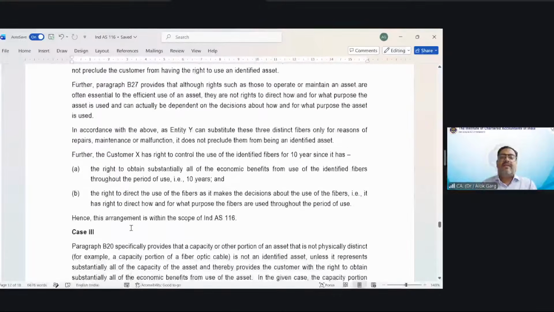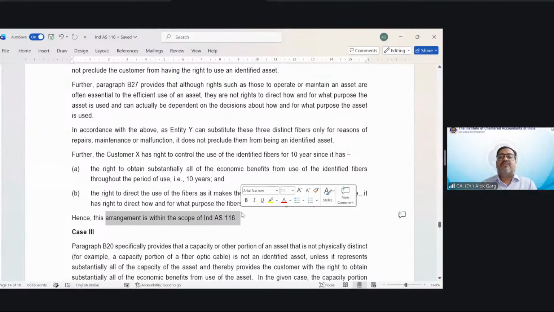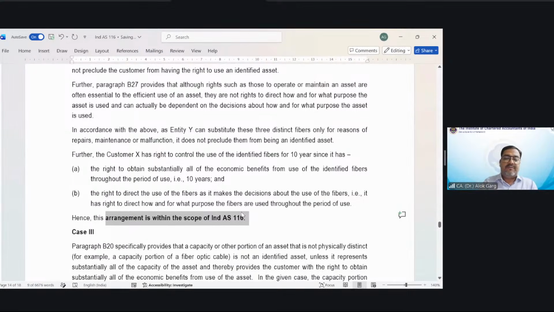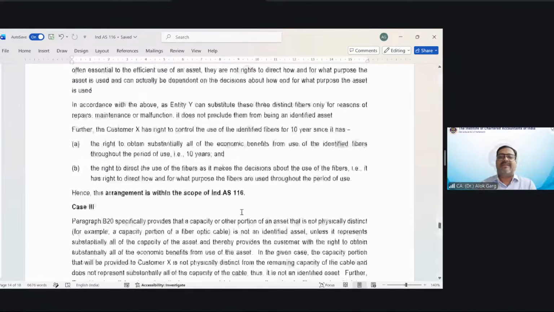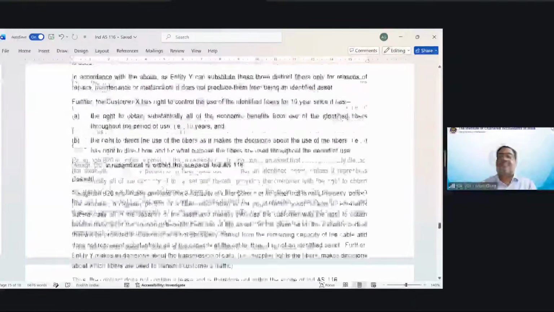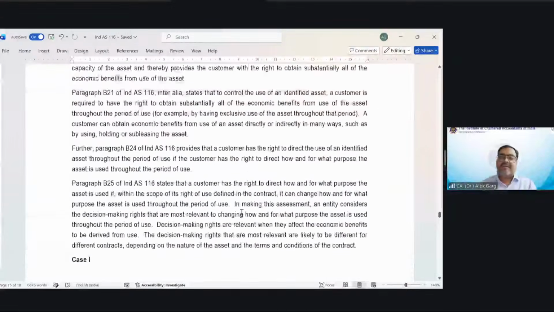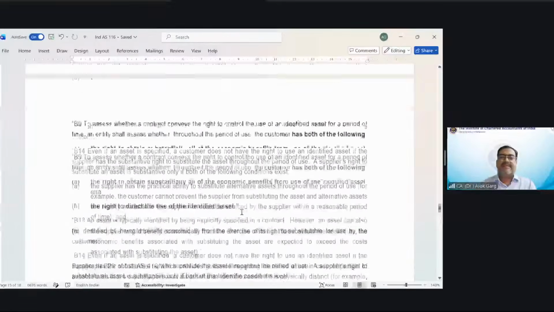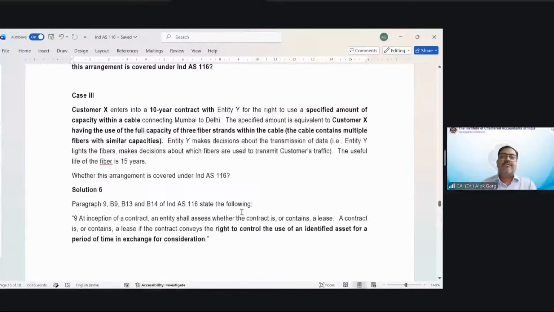So if you can see, this arrangement is within the scope of Ind AS 116, because of these two items, because of this identified asset and right to control the use of the asset. Then go to case number.